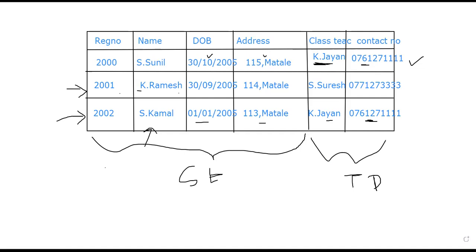So now I have explained to you what data redundancy is. Hope you guys are clear with this explanation. Now let us move on to anomalies, database anomalies.